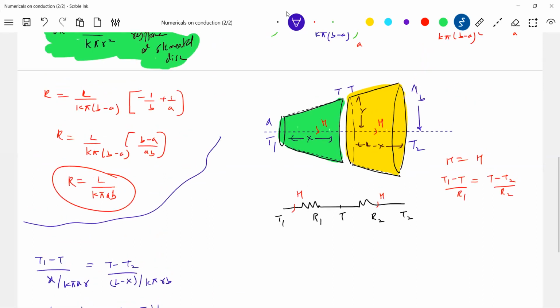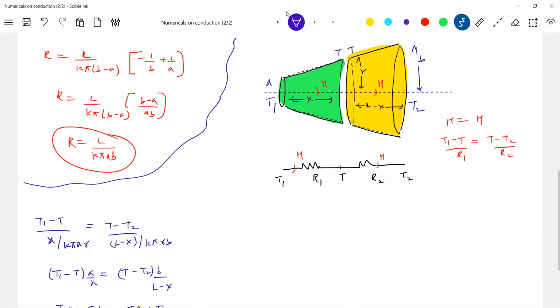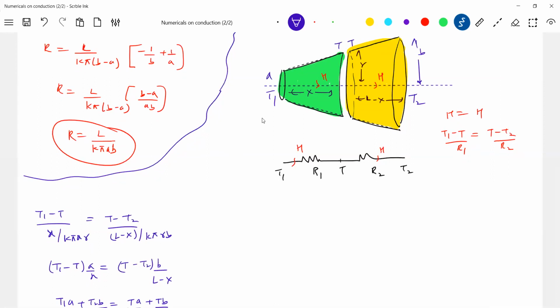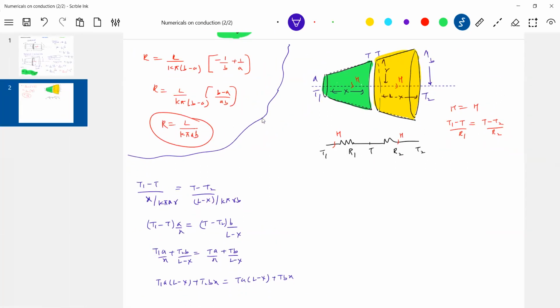Okay, the discussion is this one. We have started the discussion. Okay, able to see completely, no? Okay, let's solve for T. So this will be T1 a L, T2 b minus T1 a x, by a into L.